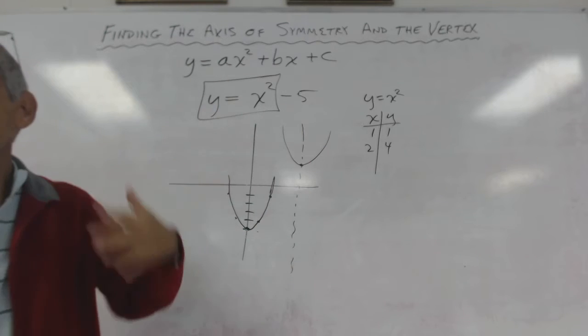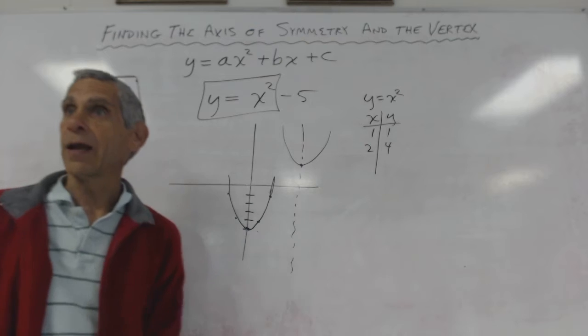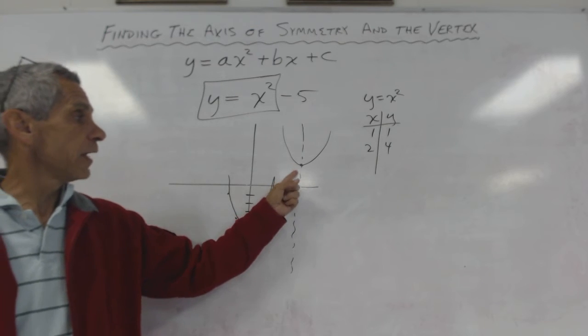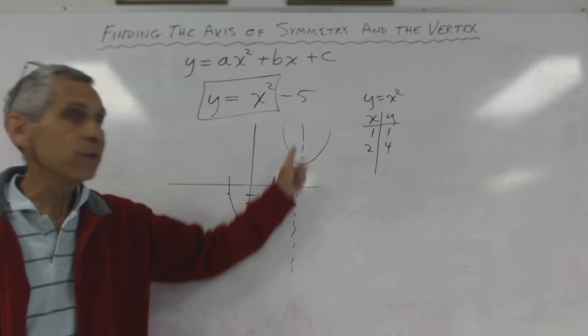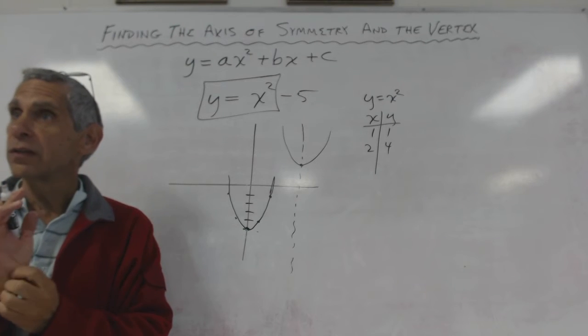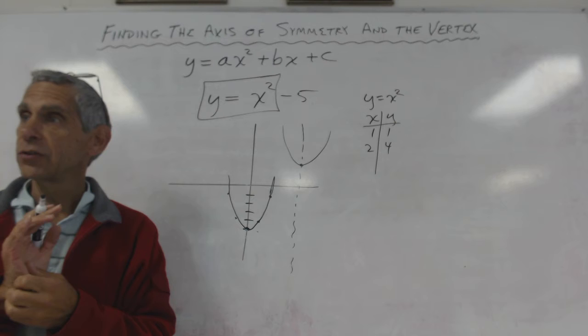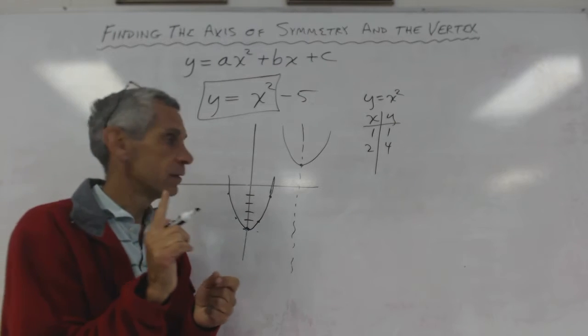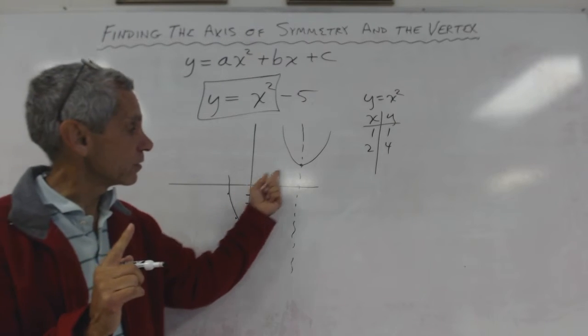Because it might be y equals x squared plus bx plus c. But I know that my vertex has got to be on that axis of symmetry. So if I knew what the axis of symmetry was, that would be really helpful. Don't you agree with me? All right. In fact, look at this.